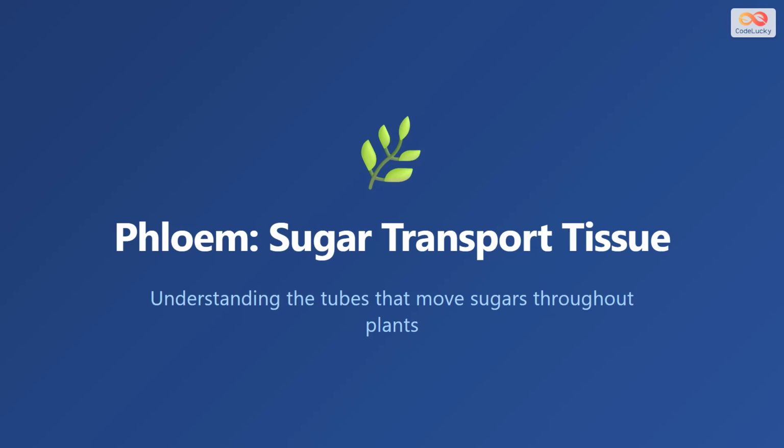Welcome to this video on phloem, the sugar transport tissue in plants. Phloem is one of the most important vascular tissues that keeps plants alive and functioning. Throughout this lesson, you will learn how phloem moves sugars and nutrients from one part of the plant to another, ensuring that every cell gets the energy it needs to survive and grow.